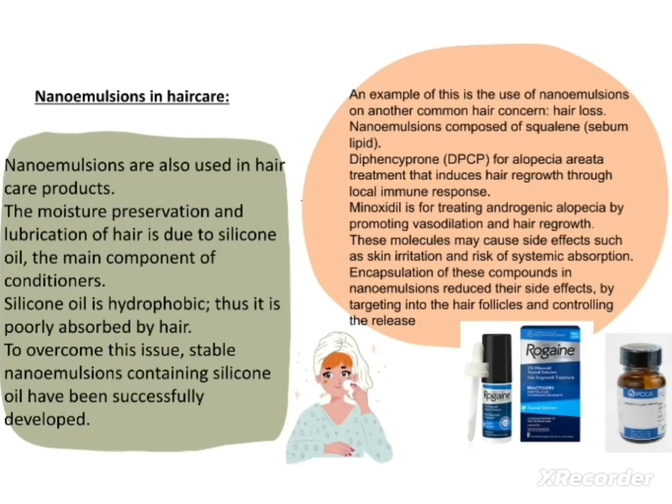Nanoemulsions in hair care. Hair care products are not only used for washing, they are also used to give our hair a silky and shiny appearance. The moisture preservation and lubrication of hair is due to silicone oil, which is also the main component of conditioners. Silicone oil is hydrophobic, thus it is poorly absorbed by hair. To overcome this issue, stable nanoemulsions containing silicone oil have been successfully developed.